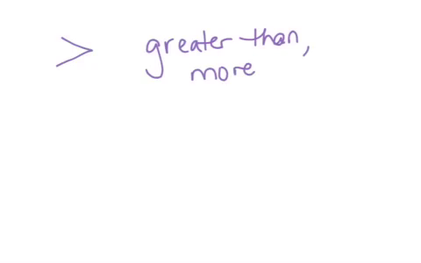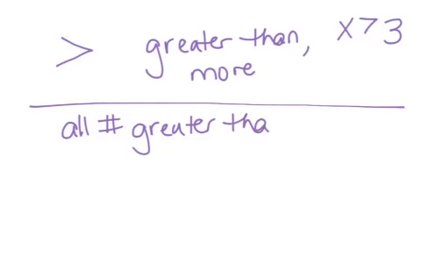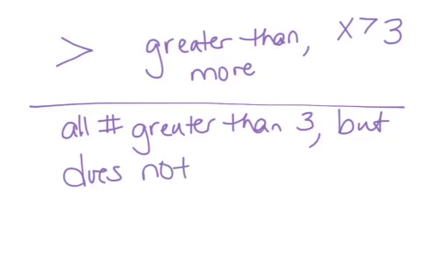The first symbol we have looks like this. And this description we can say is it is greater than. When you're reading it from left to right, it's greater than or more. For example, we could say x is greater than 3. And the solution set would be all numbers greater than 3, but it does not equal 3. It does not include 3. It's all numbers that are greater than 3, but does not include 3.